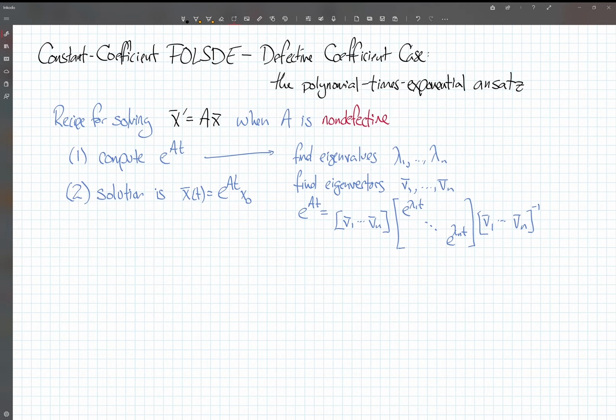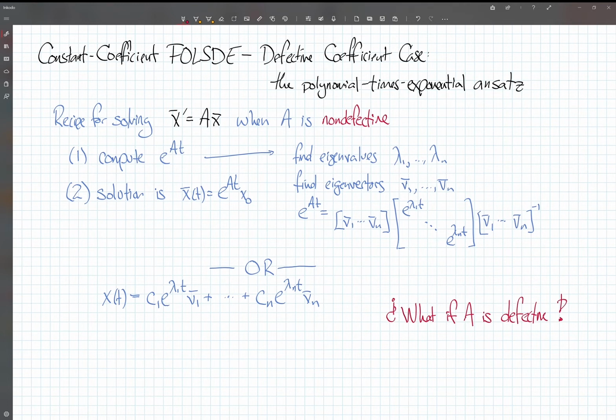The other approach also requires finding the eigenvalues and eigenvectors of the matrix. You can see that both of these approaches really require us to have a non-defective matrix. In the first approach, for the matrix v1 through vn to be invertible, you need all of those eigenvectors, which means your matrix has to be non-defective. In the second approach, if you want a full solution set, which we know is going to be n-dimensional, we need n linearly independent eigenvectors. So these both fail pretty dramatically if A is defective.